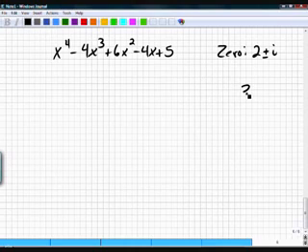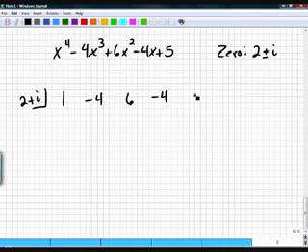What about this? If 3 was a zero, synthetic division, what would you put in the box? 3. Because x minus 3 would be the factor, you would put 3. The zero is actually what you put in the box. But we have a zero of 2 plus i, so can we put 2 plus i in the box? Sure. 1, negative 4, 6, negative 4, 5. It requires a little bit of algebra, but y'all can do this.